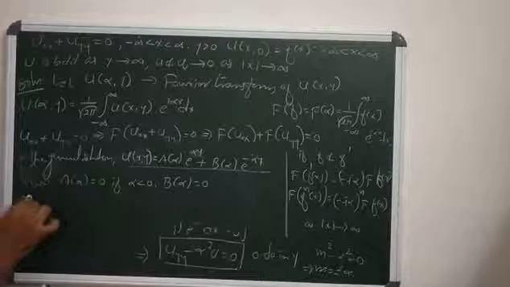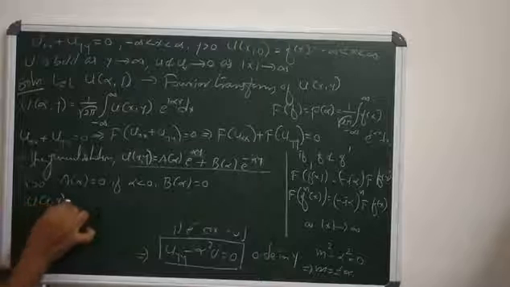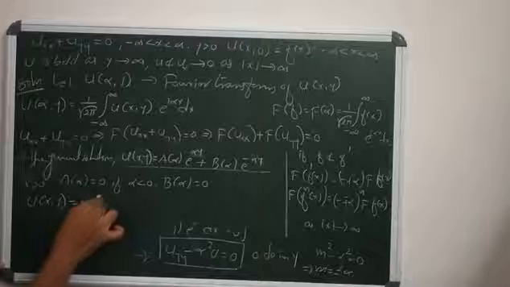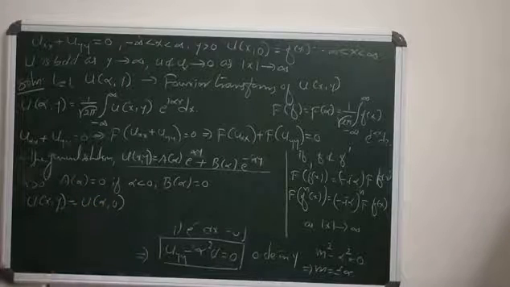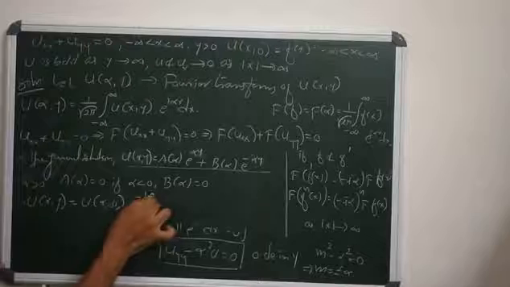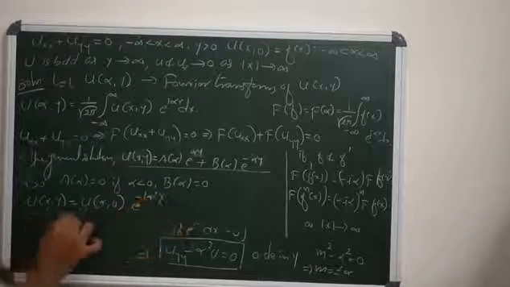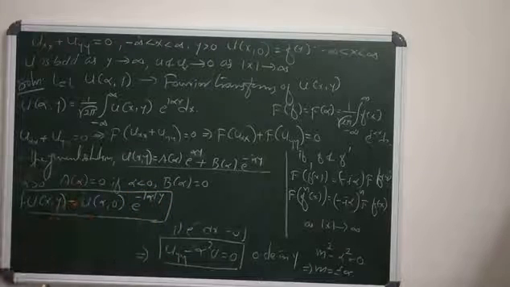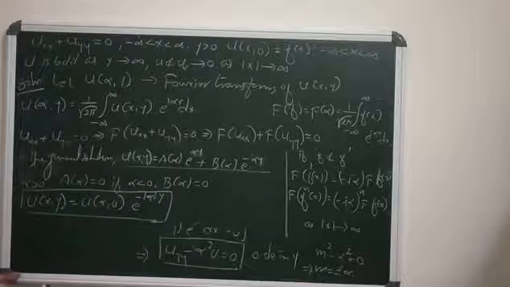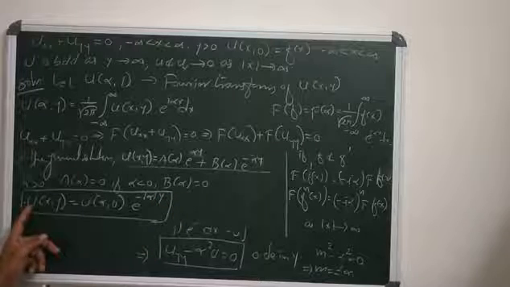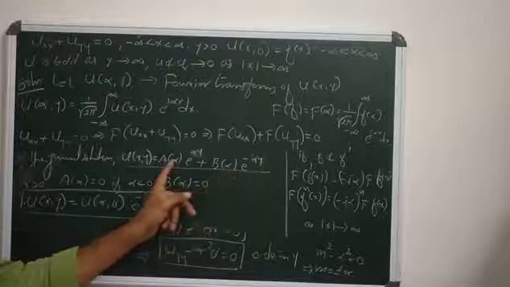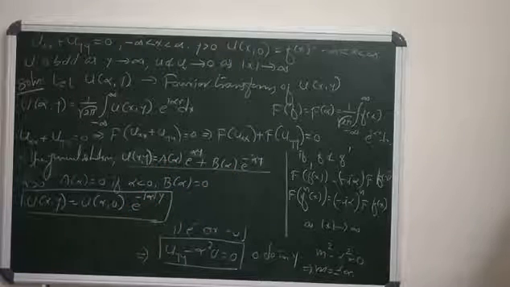Therefore, what is u of alpha y here? It is u of alpha 0 into e power minus mod alpha into y. Under this condition, when alpha is positive, A alpha is 0, and when alpha is negative, B alpha is 0. Therefore, u of alpha y equals u of alpha 0 into e power minus mod alpha y. But what is u of alpha 0?